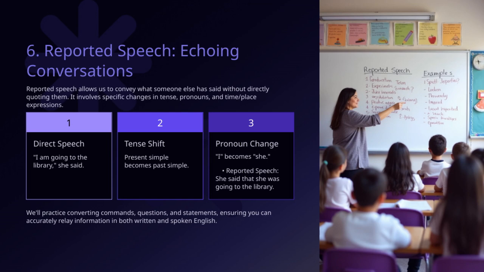We also see a shift in tense from present simple to past simple, which is a key aspect of reported speech. This process allows us to convey what someone else has said without directly quoting them, making our communication more flexible and natural. We'll practice converting different types of sentences, commands, questions, and statements, so you can accurately relay information in both written and spoken English.